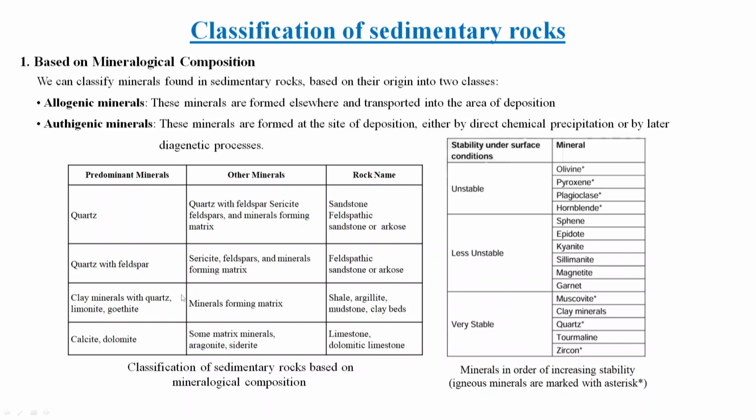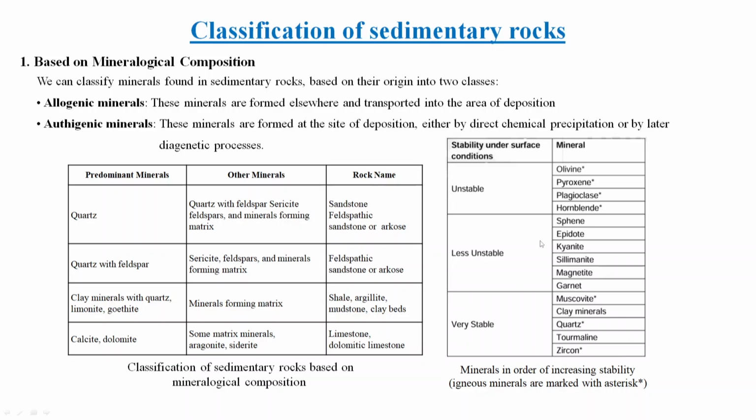But in the case of chemically precipitated rocks, or the non-clastic rocks, the first three are obviously clastic rocks. The fourth one here is your non-clastic rock, which is a result of chemical precipitation. Here you will find minerals like calcite and dolomite. These are also mainly the result of chemical precipitation. Sometimes some biochemical precipitation is also involved.